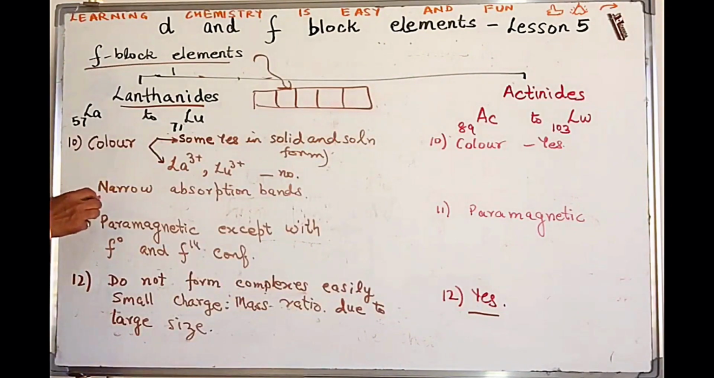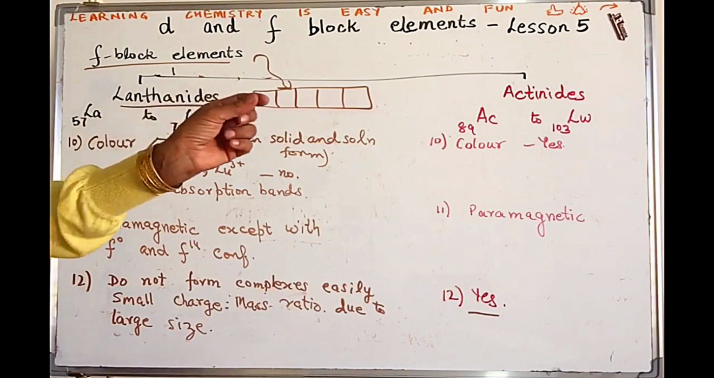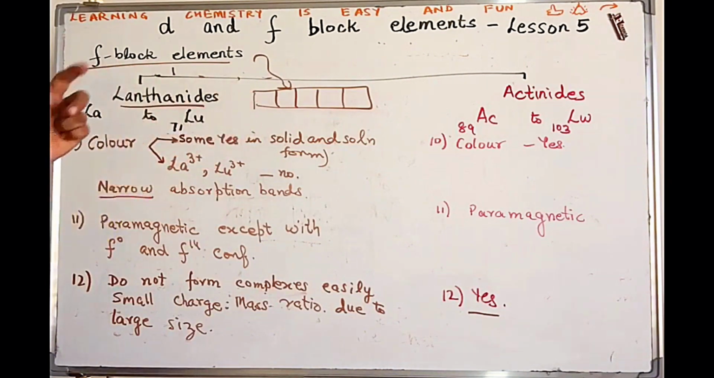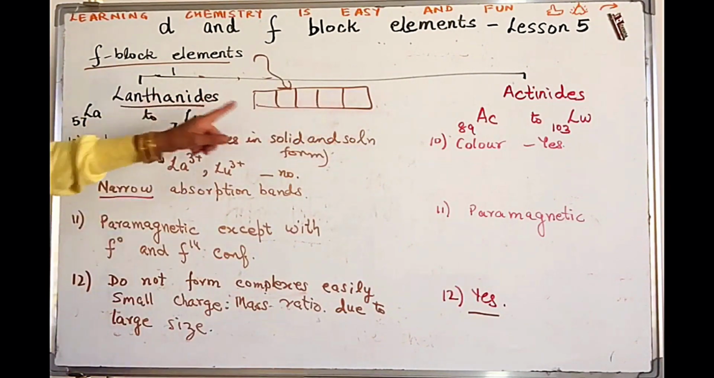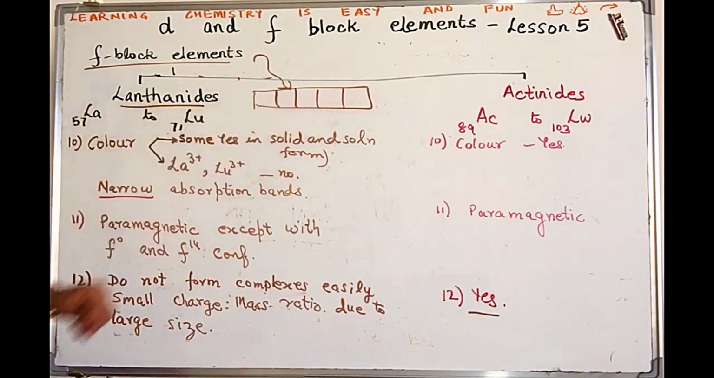But what is interesting to observe over here compared to the D block elements is the narrow absorption bands. In other words, the frequency differences between the colors of the lights absorbed is small in the case of the F block elements compared to the D block, which is very obvious from the fact that excitation can take place within the F orbitals as well. Actinides, yes, their compounds show colors.